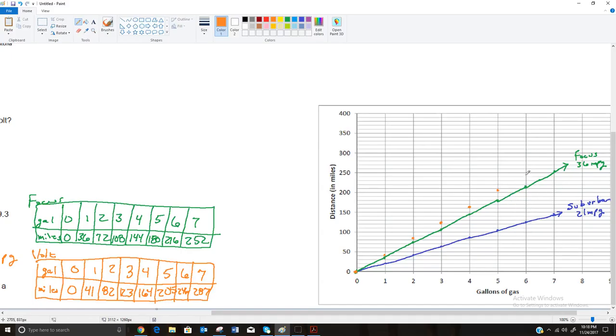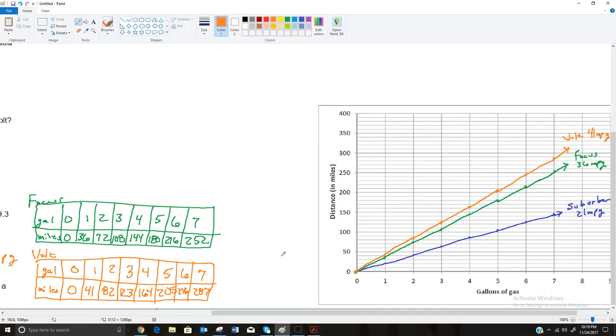6 would give us 246, and 7 would give us 287. So here's 280 and 290, so it would be right about there. So it's not as dramatic as from the Suburban to the Focus, because remember this went from 21 miles per gallon to 36, so that's a 15 mile per gallon increase. Here we're only increasing the gas mileage by 5 miles per gallon, but it's still going to be steeper than the Focus is. And this was for the Volt at 41 miles per gallon.